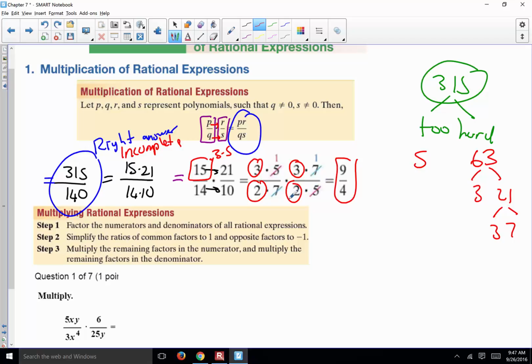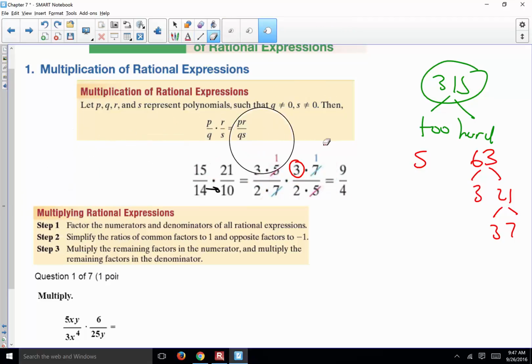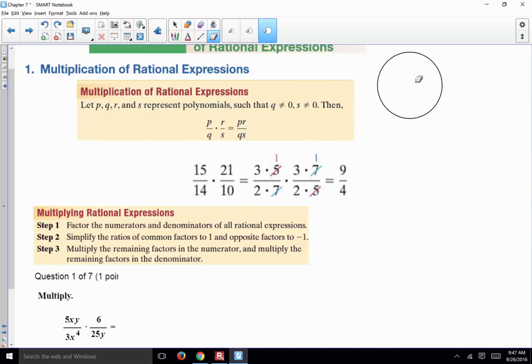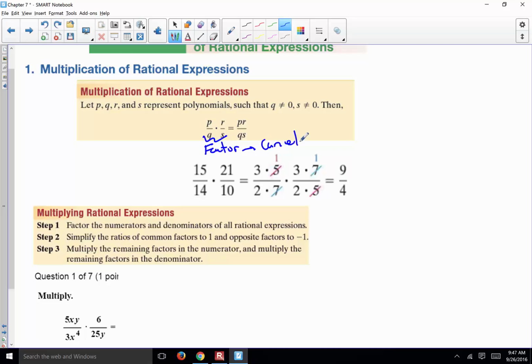Got it? So the way they teach us multiplication here is incomplete. I'm not going to say wrong, it's correct, but it's missing a big piece. We need to first factor, cancel, then multiply, not directly multiply things.